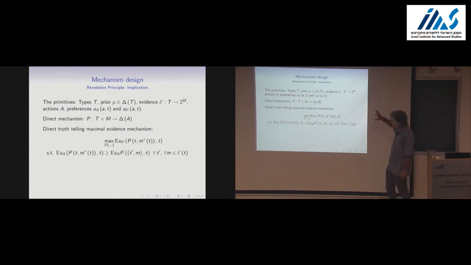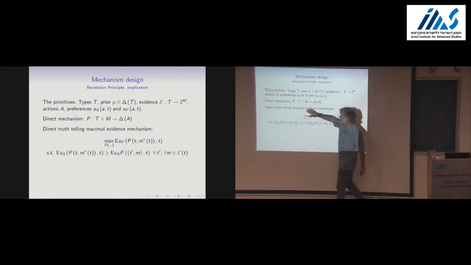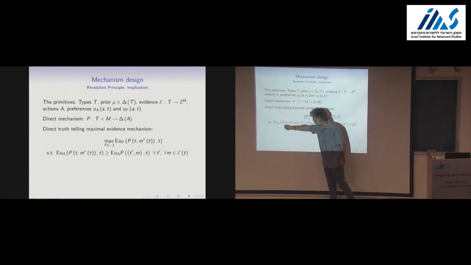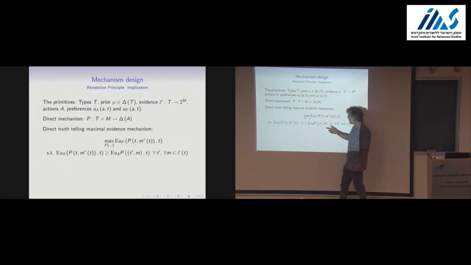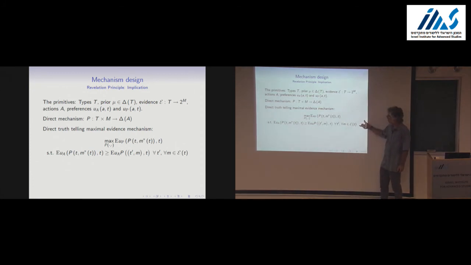Let's leave it at that. So, what is a direct truth-telling maximal evidence mechanism? It's a mechanism which is direct. In other words, there's a cheap talk report and piece of evidence sent, and a possibly random choice by the principal, such that announcing your true type and sending your maximal evidence is incentive compatible.